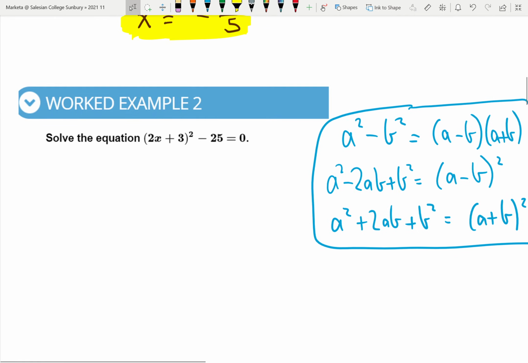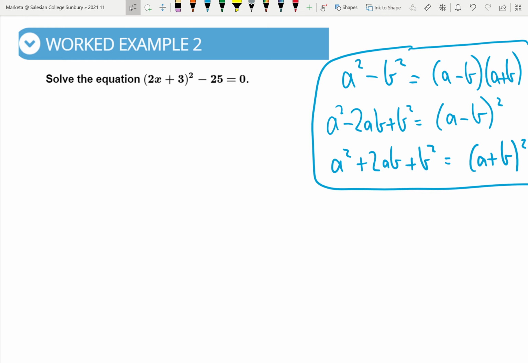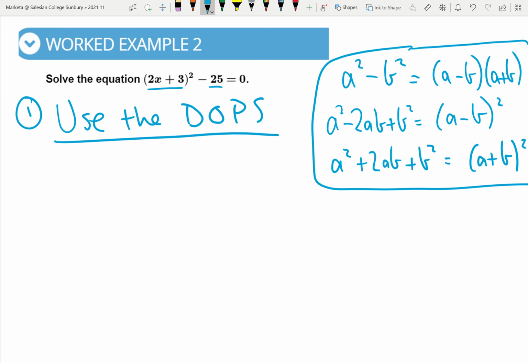In any case, we can do this worked example 2 in one of two ways. The first way, and probably the better way I'd say, not because it's a more correct answer, but just because I think it saves you time, is you can see that we have a squared minus b squared. So use the difference of perfect squares: a squared minus b squared equals a minus b, a plus b.